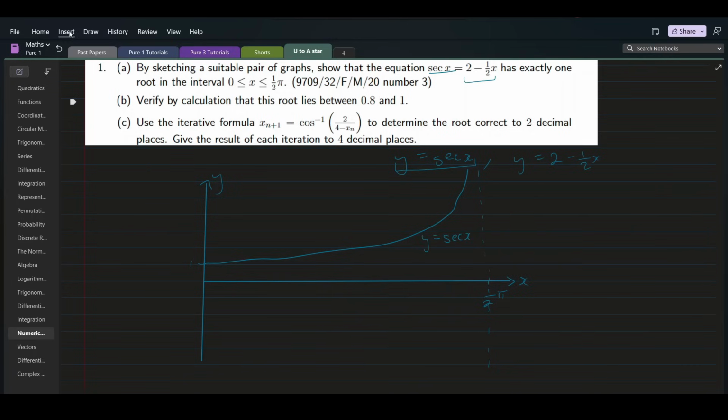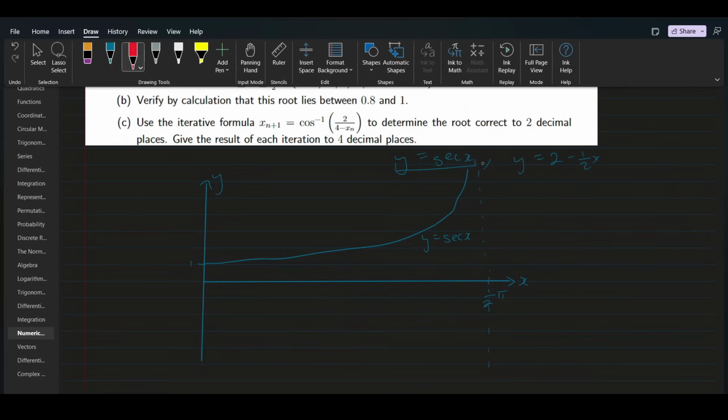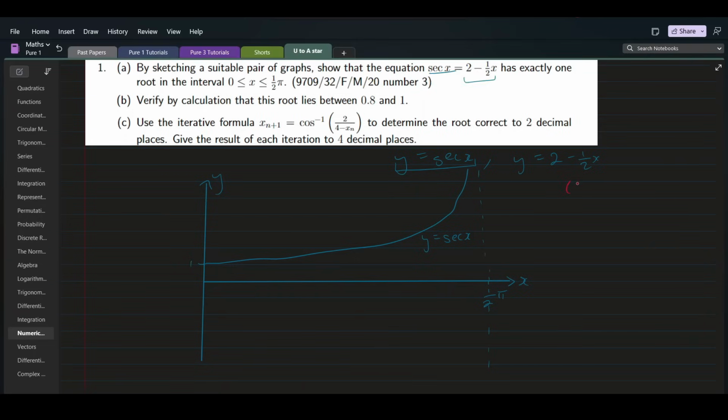Then in red, we'll do the graph of our line. So we need 2 points since this is a straight line. So when x is 0, we get y is 2. And then we need another point. So when x is equal to 1, y is 1.5. And now let's use these 2 points. So 0, 2 would be somewhere here. And then we have 1, 1.5.